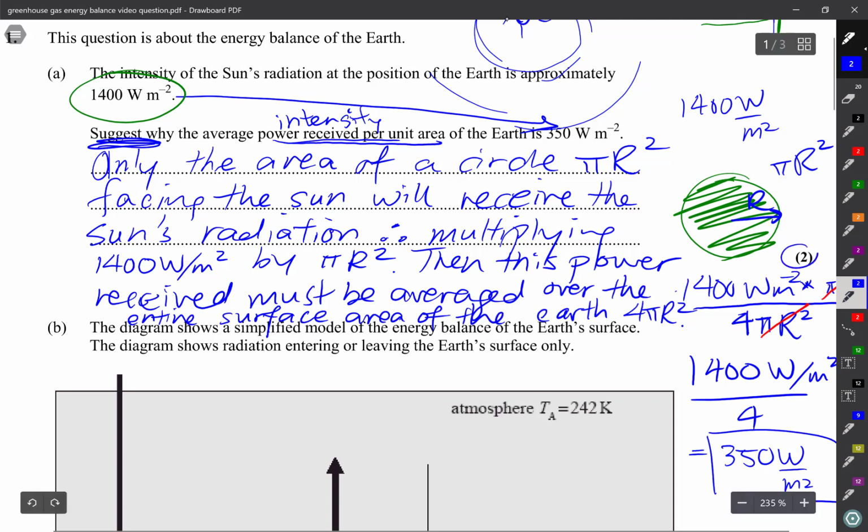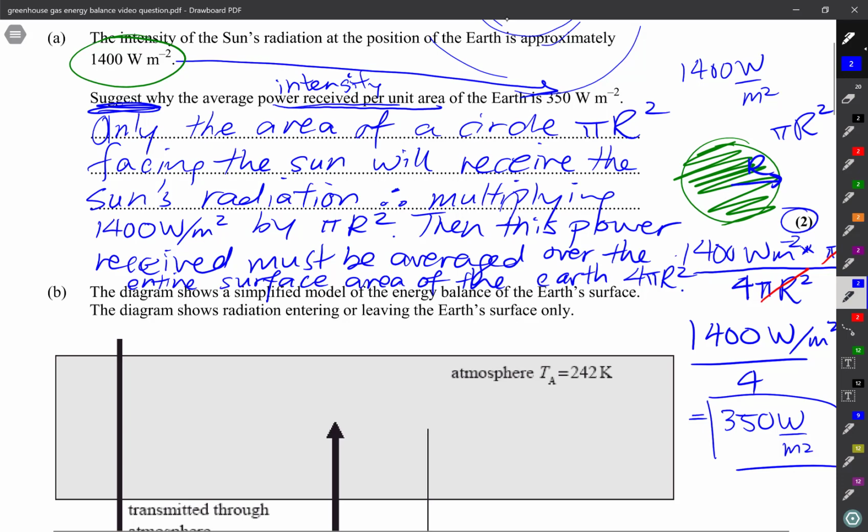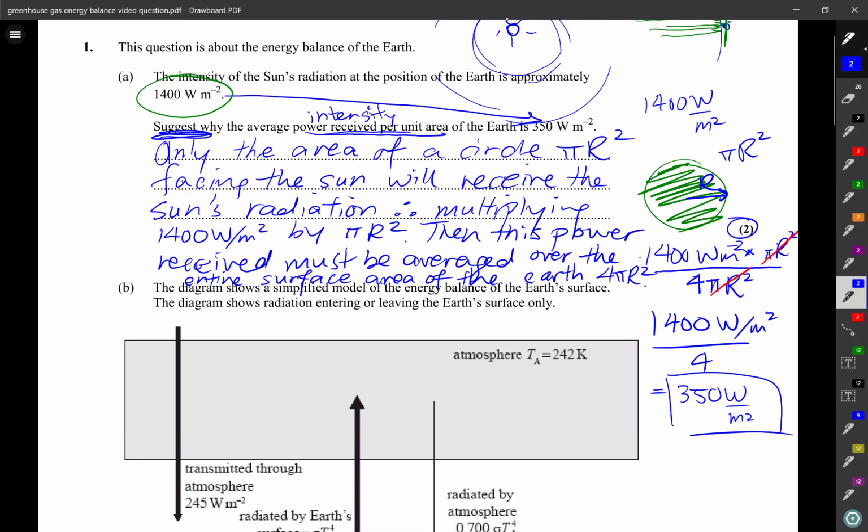The first mark in this problem is you need to talk about how only the area of a circle that's facing the sun is going to receive that radiation. Thereby, you have to take the intensity at that point and multiply by the area to get the power. But then the power is averaged throughout the entire surface area of the Earth itself. So that gives you the second point, 2 points to be said. Okay, so that's question 1A.